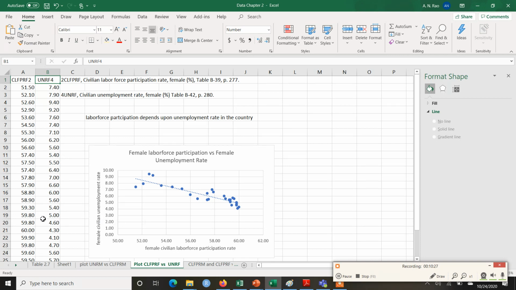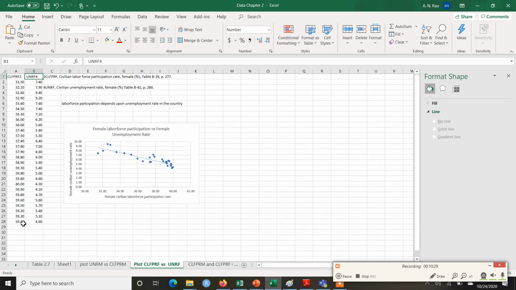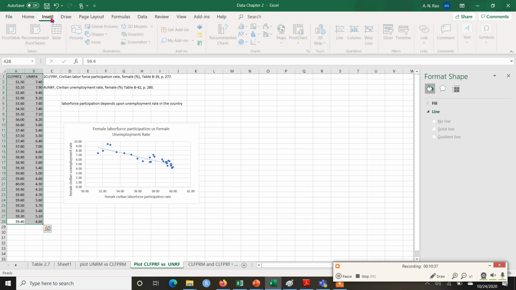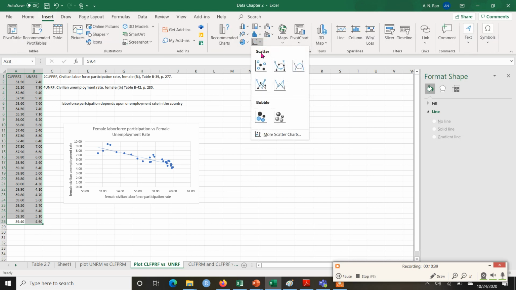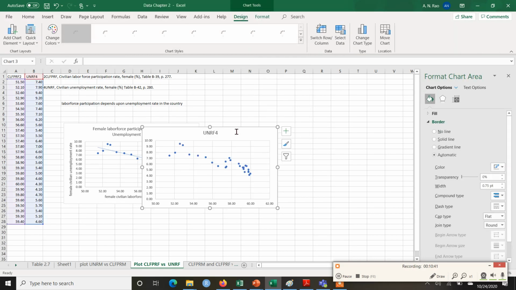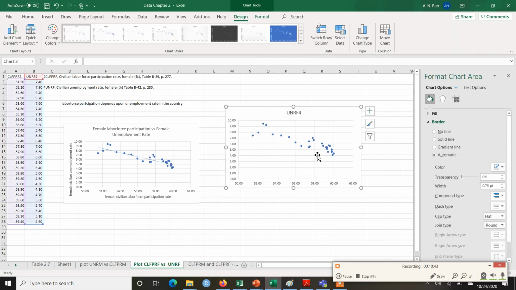Let me draw the plot again, although it's already drawn here, just for your visual understanding. Let me choose the series, and then I click on insert and scatter, and I pick this option. You can see that the same plot is being drawn here. It's just that I have to do a little bit of editing, which I mentioned earlier, that I can click on this text and I can type complete.